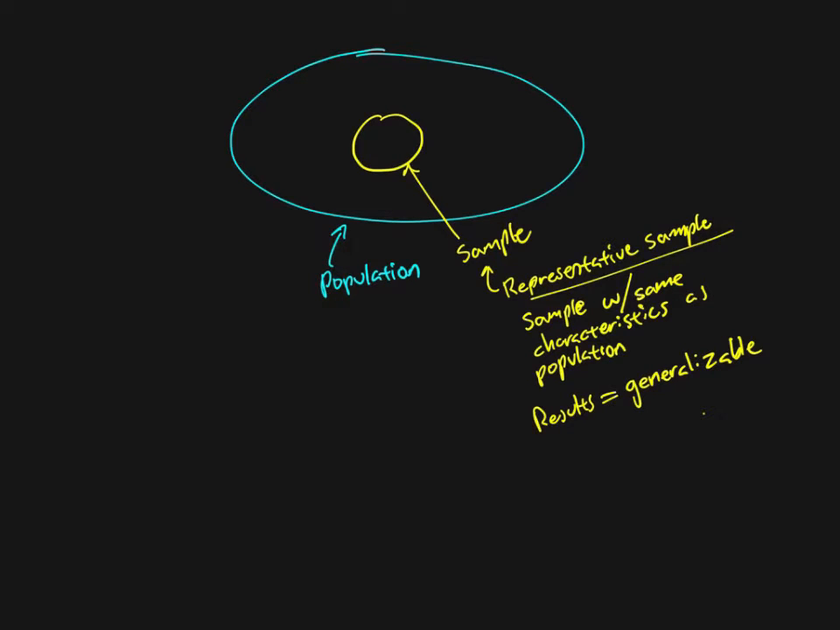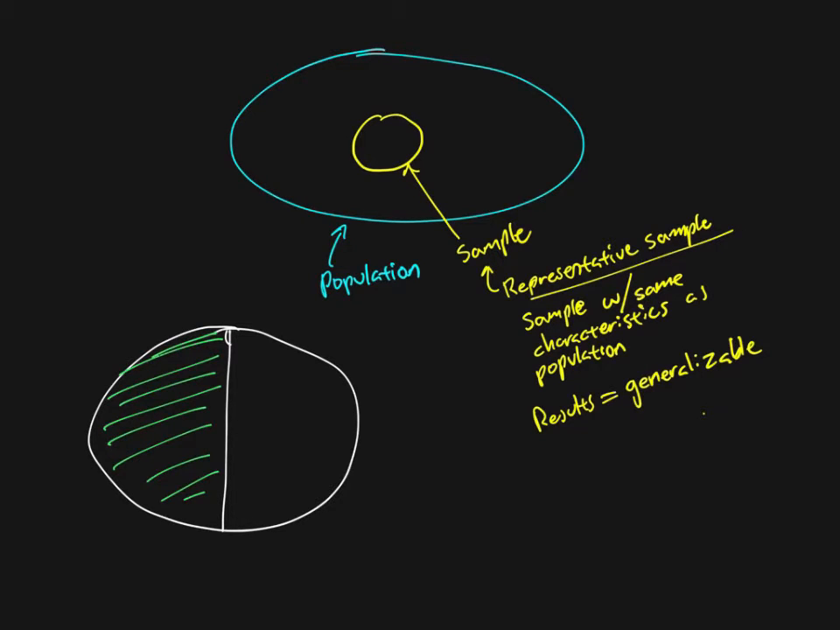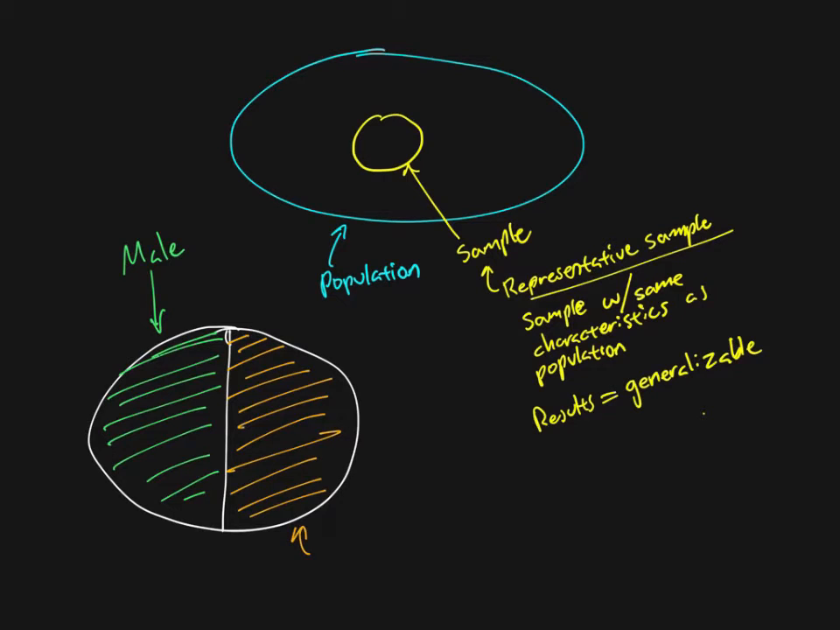So let's use our example of wanting to do a political poll to find out how people are going to vote in the upcoming election. And so we have the population, the target population we want to be able to state something about, which is maybe all of the registered voters in Arizona. And let's say that if we were to look at just one characteristic of that population, about half of the population might be male, and maybe about half of the population is female.